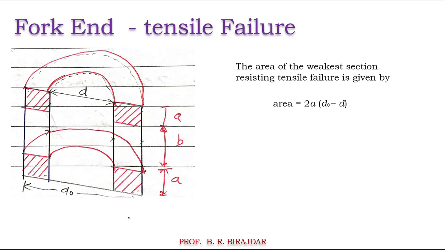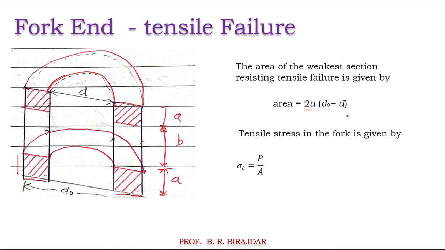Now I hope you understand. Once again, this is the outside diameter DO, inside diameter D, so DO minus D gives this thickness and this thickness. If you multiply it by A, you get this bottom area hatched in red color, and again at the upper side. Therefore twice A into DO minus D is the total area resisting the tensile failure.